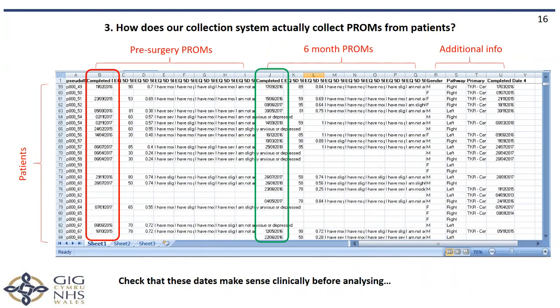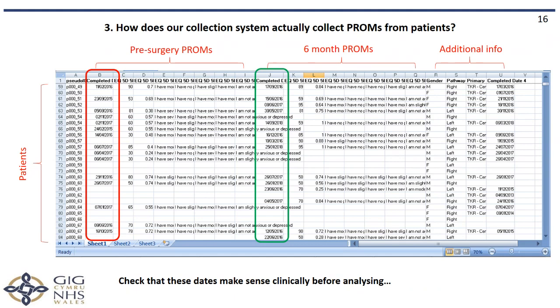So I'll move on now to something I think is one of the most important things to consider, which is how does our collection system or collection process actually collect PROMs from patients? So we may receive a data set that looks like this, where we have one row per patient, and we have columns with PROM responses and dates at one time point, for example, pre-surgery, and columns with PROM responses and dates at another time point, for example, 6 months post-surgery. And we might also have some additional info to help us answer our questions. If our data doesn't look like this already, then we'll probably be looking to rearrange it into this kind of format because it'll make analysing it a lot easier.